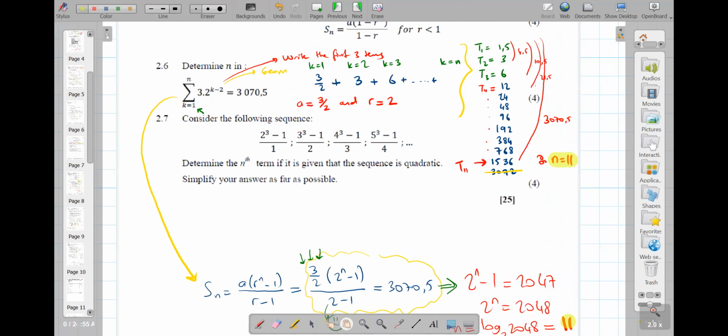And the last question in arithmetic sequence is what? Let's see: consider the following sequence, determine the nth term if the given sequence is quadratic. Okay, they tell us it's quadratic, already quite good information. I don't need to worry about all these things. So just find the values. What is T1? What is T2? What is T3? Numerical values. Just use a calculator anyway. What is T4?